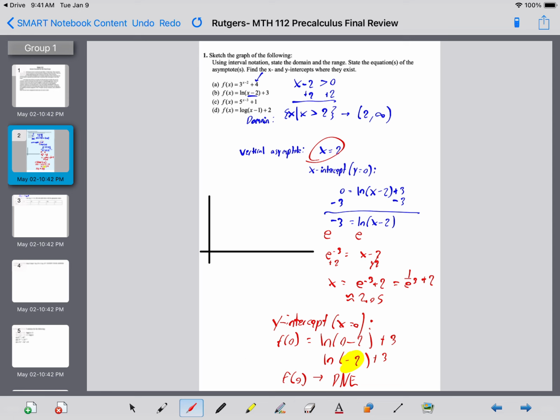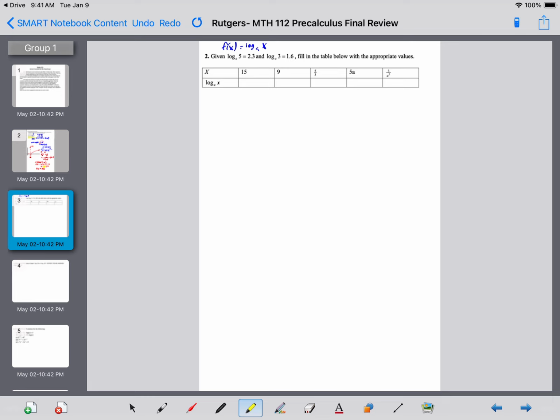Okay? So let's start sketching this. The vertical asymptote is at x equals 2. We know that the x-intercept is at about 2.05. Your logarithm looks something like this. Okay? Since C and D are very similar practice problems, I'll leave that for you to practice. Let's go to question 2.